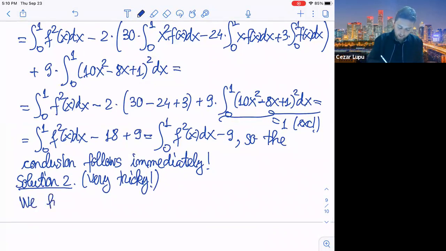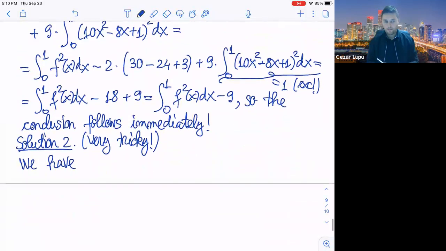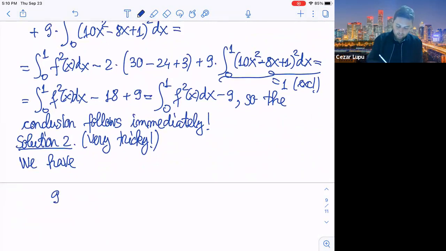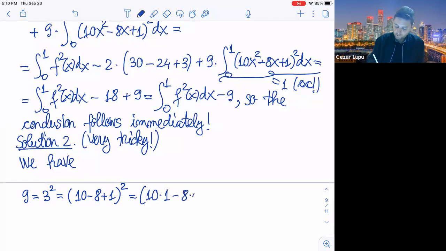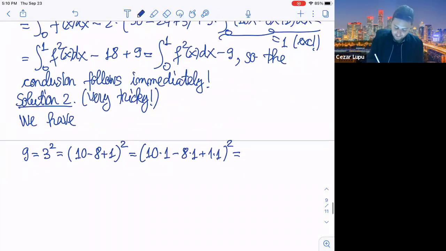So we have the following. Look here. 9 is 3 squared. But 3 is nothing less than 10 minus 8 plus 1, everything squared. All right, great. But actually, this is 10 times 1 minus 8 times 1 plus 1 times 1, everything squared. And now, the first 1 will be replaced by the integral of x squared times f, the second one by the integral of x times f, and the third one by the integral of f.